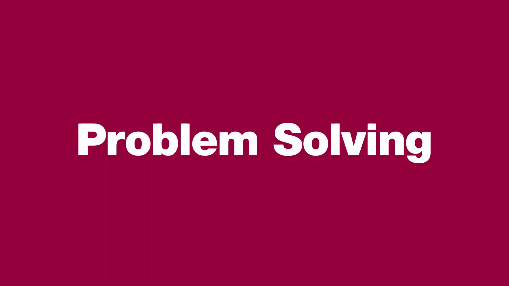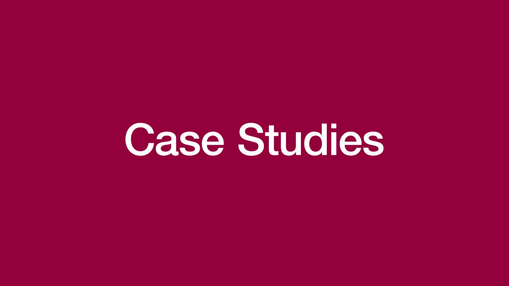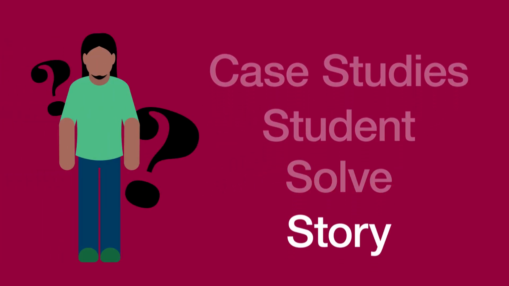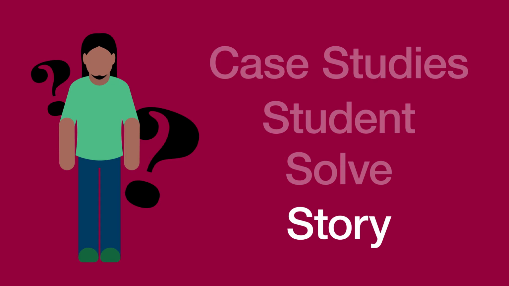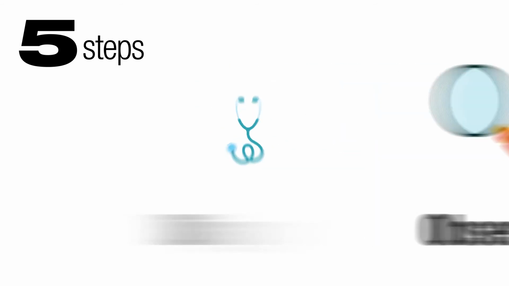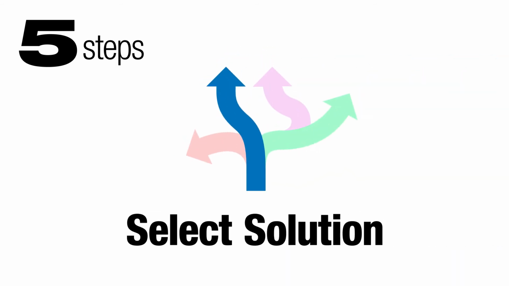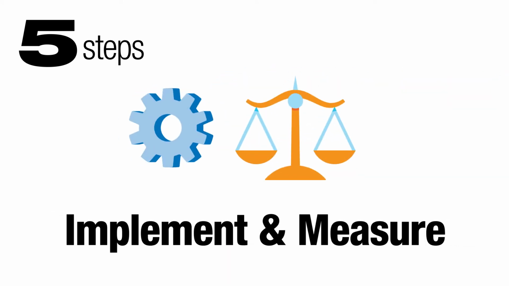The process of problem solving. Case studies involve a student attempting to solve the problem in a story. A generic problem-solving process typically has 5 steps: observation, diagnosis, possible solutions, selecting a solution, and then implementing and measuring, where the measuring answers the question, how will you know if the solution worked?